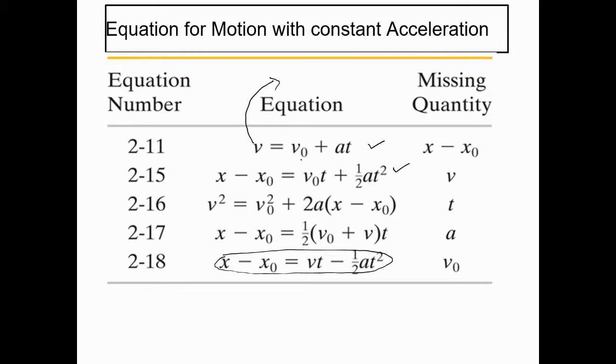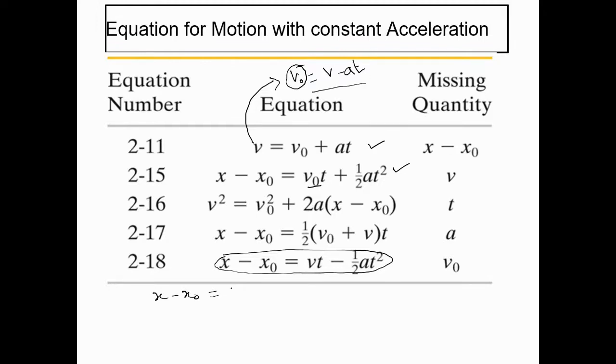How can we calculate this initial velocity? My v naught is equal to v minus at. Am I right? Yes. Now I am going to take this v naught and substitute it into the second equation. If you substitute in the second equation, what will you get? x minus x naught as it is. Which is equal to, in place of v naught, I am going to substitute this.